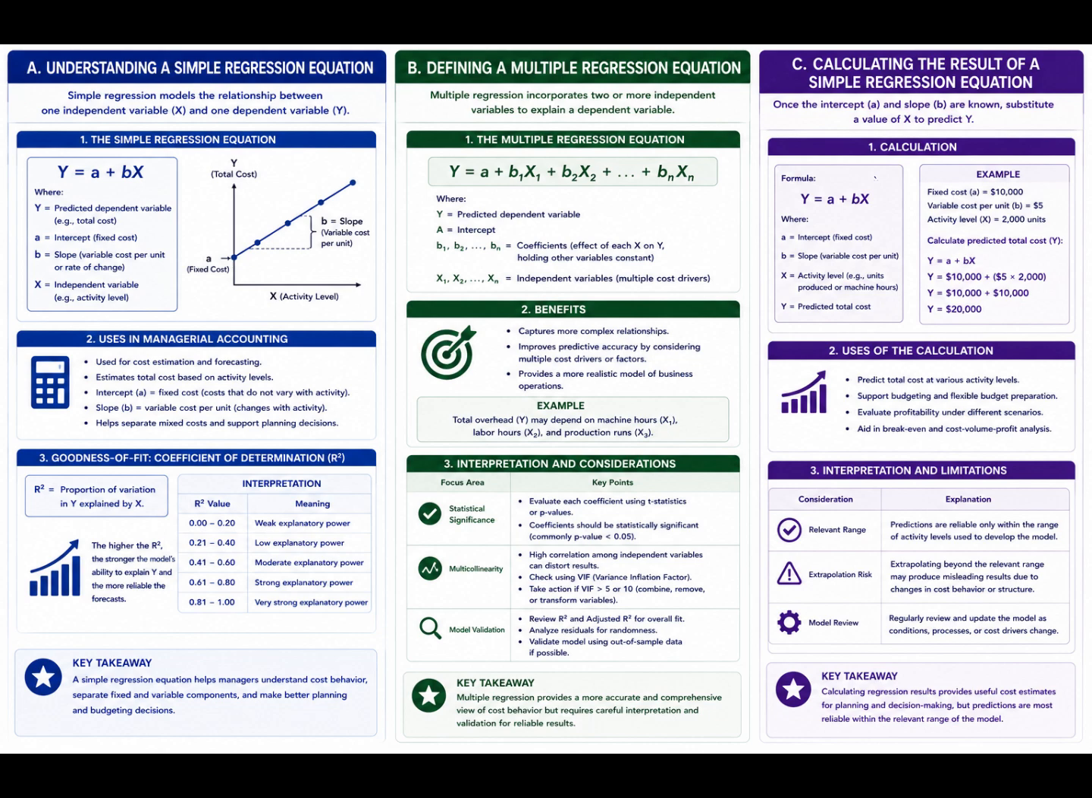This approach captures more complex relationships. Multiple regression improves predictive accuracy. By considering multiple cost drivers or influencing factors, it provides a more realistic model of business operations. For example, total overhead may depend on machine hours, labor hours, and production runs simultaneously.